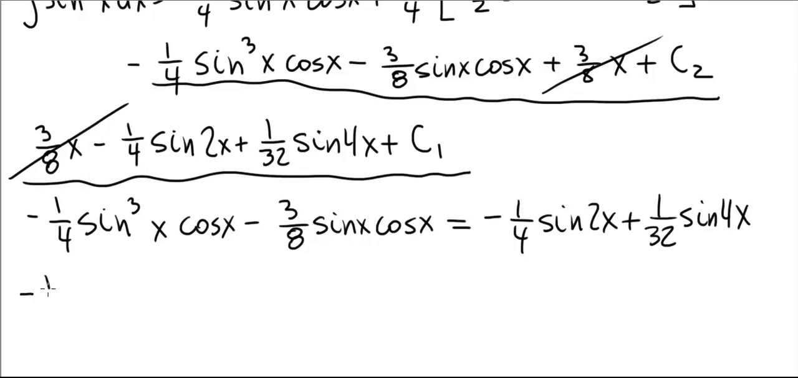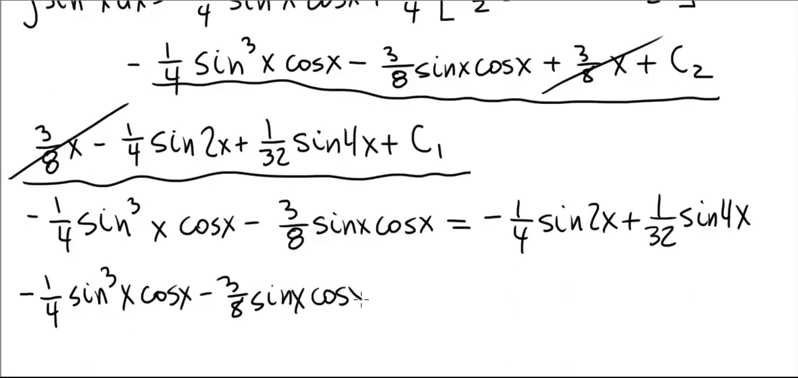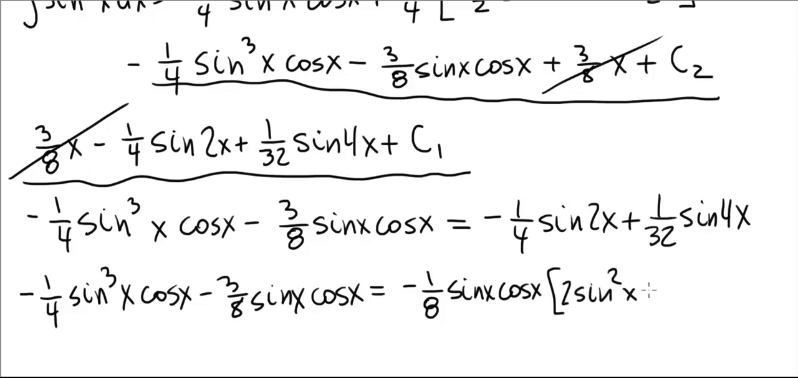Okay, we'll start with this. Minus 1/4 sine cubed x cosine x minus 3/8 sine x cosine x. I'm going to factor minus 1/8 sine x cosine x, and that leaves me with 2 sine squared x plus 3. If you multiply this out, you'll see that that's exactly what we have.